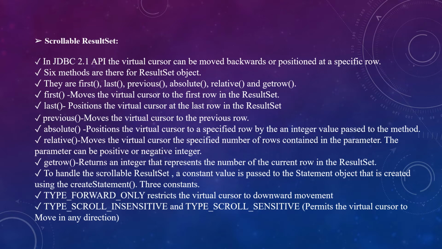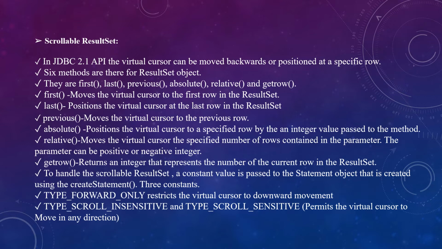Next one is scrollable result set. In the JDBC API, the virtual cursor can be moved backwards or positioned at a specific row. There are six methods in the result set object. They are first, last, previous, absolute, relative, and getRow.